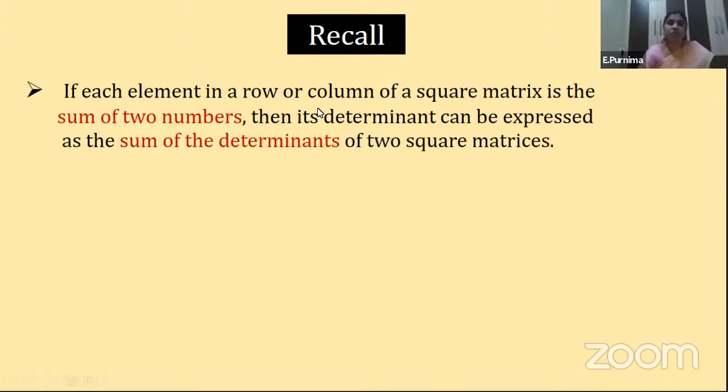Means if any row or any column is given as a sum of two numbers, in the last session we have seen a1 plus x1, a2 plus x2, a3 plus x3 in the first column. So if any column or any row is like that, written as sum of two numbers, then that determinant can be split into the sum of two determinants. Is it clear? So now here, for any square matrix A, determinant A is equal to determinant of A dash.